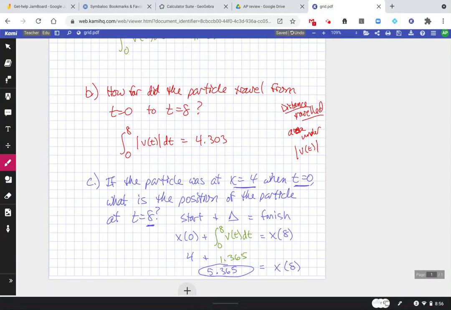And that makes sense because when we're looking at that x-axis, if it started at 4, we said our velocity was positive for a while, and it was going to go to the right for a while. That particle is going to move to the right for a while, and then the velocity was going to turn negative, and it was going to come back. Where it ended up then was at that final position of about 5.365 after it made that change. That's distance versus displacement, and then our favorite little formula right here, start plus change equals finish.